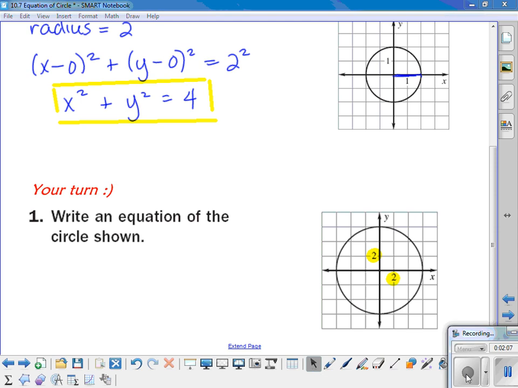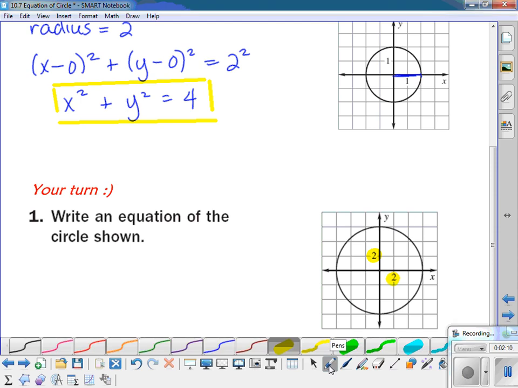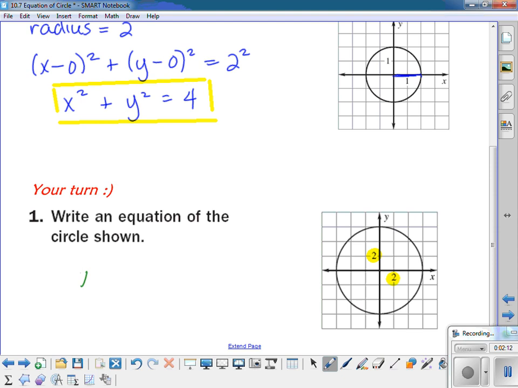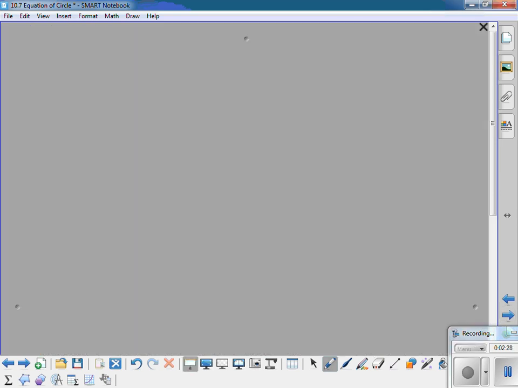All right, looks like most of you had it. The center was still at the origin, so we end up with x squared plus y squared. And then you had to count 2, 4, 6 for the radius. 6 squared was 36. Okay, any questions there? Everybody got that okay, right? Yeah, all right. Alrighty, next page.